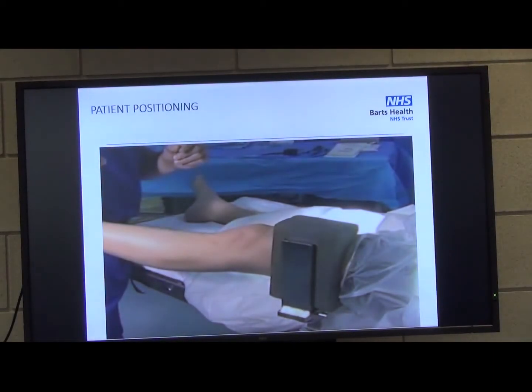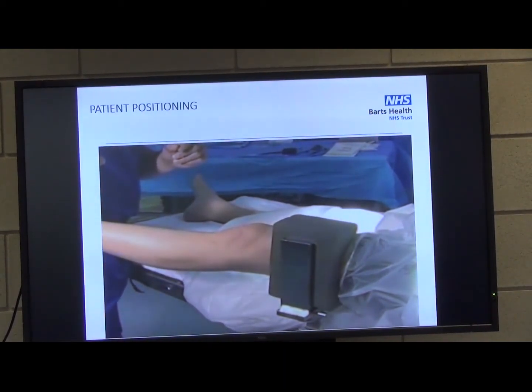So I do arthroscopies under GA. I use a tourniquet. I believe using a tourniquet improves visualization during the operation. And I know that some surgeons don't use a tourniquet. Some people nowadays don't use a tourniquet even for ACL reconstructions, for instance. So that's open to debate, I think. So I use a tourniquet.